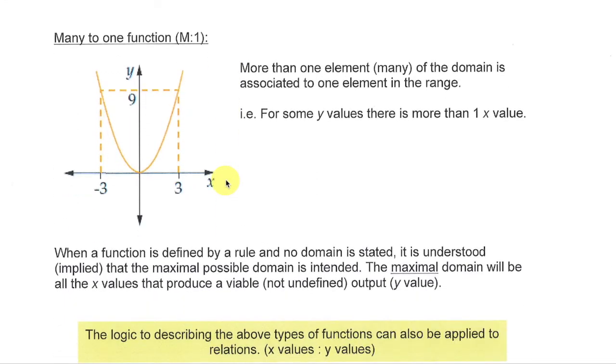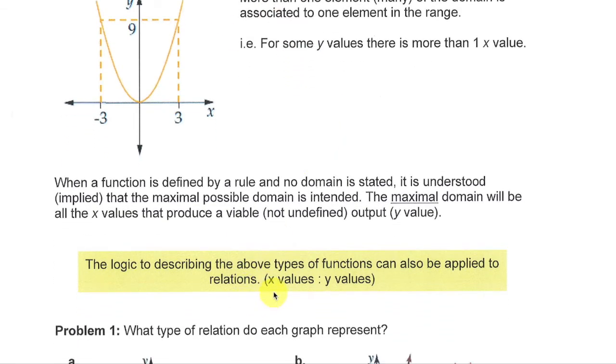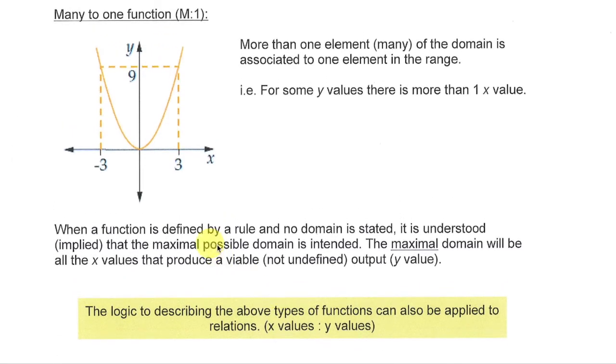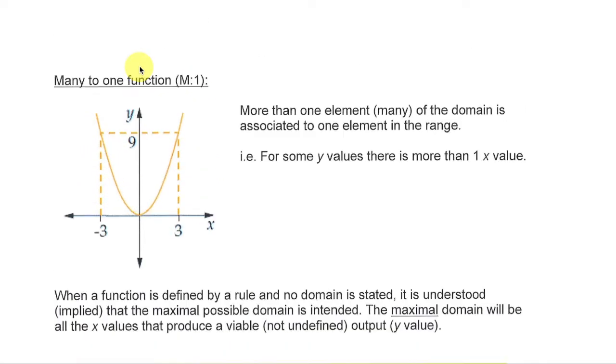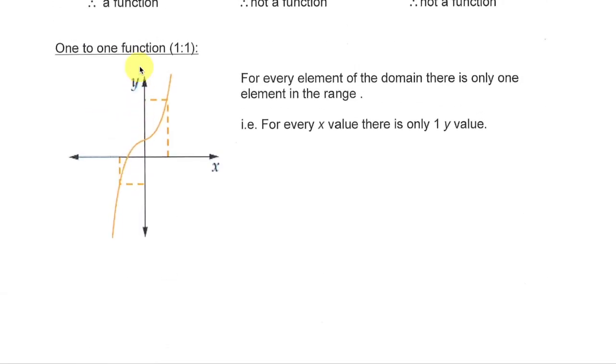We have many-to-one. So the value 9 can be achieved by x equaling -3 or x equaling 3. So many x values produce the one y value. So that's seen as being a many-to-one function. This yellow box just tells us that what we're considering here is the number of x values to number of y values. That's why we have many x values produce the one y value. And back on this one, one x value produces one y value.